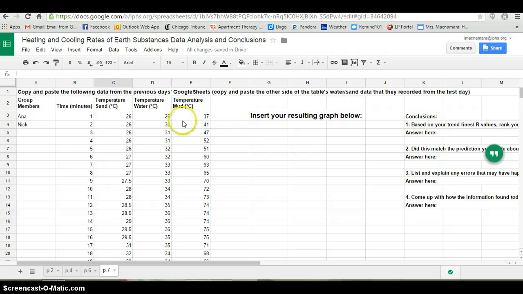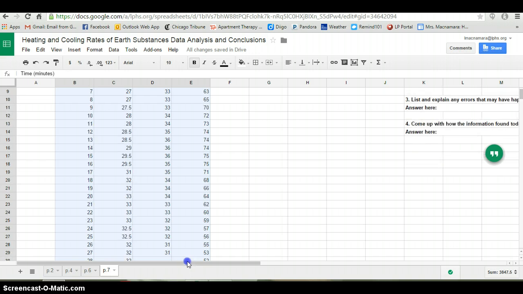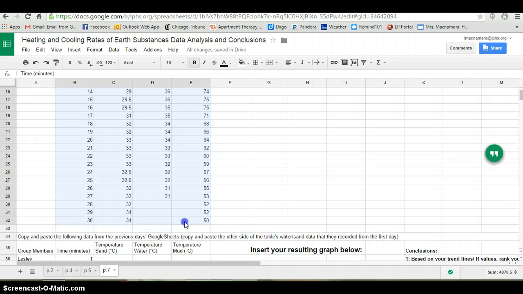Okay, so now to actually get this onto a graph, what you're going to do is highlight, click and drag the headings and the data you have. All right. So now to get the graph, there's this little button up here that says Insert Chart. So we're going to press Insert Chart.